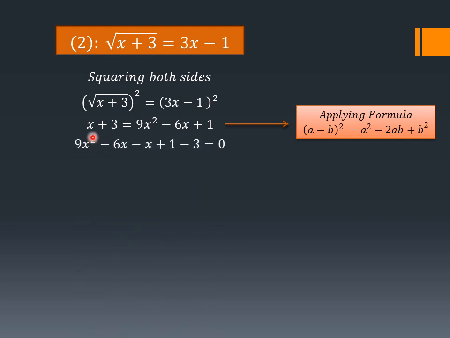Now I have taken plus x plus 3 to the right side of the equation, and it will become minus x minus 3, and the equation will become equal to 0.